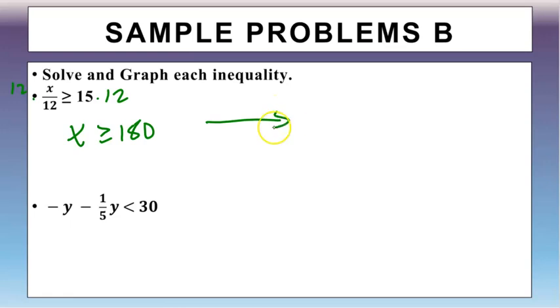So we have a number line, here's 180. Filled in circle because it can equal it. Greater than means it goes to the right.